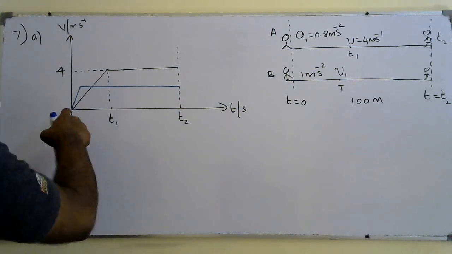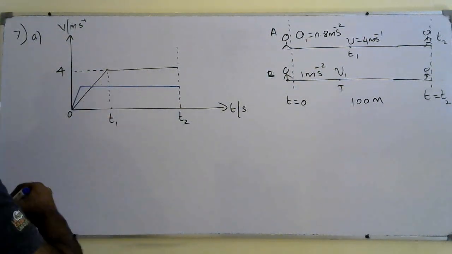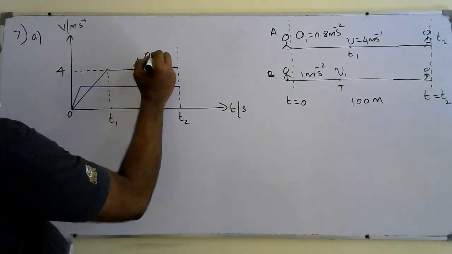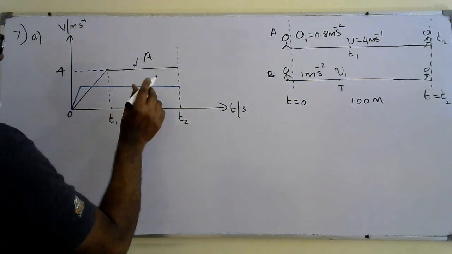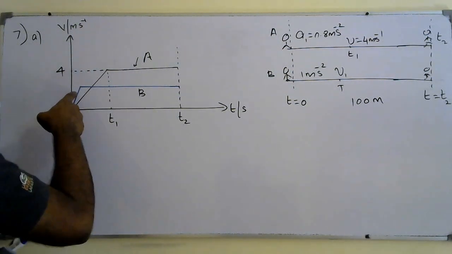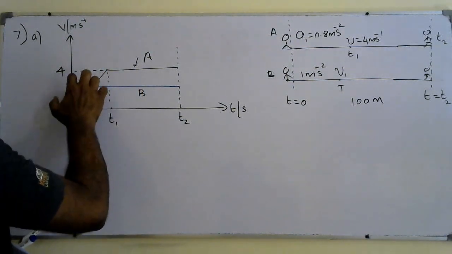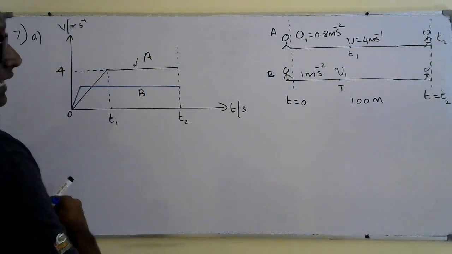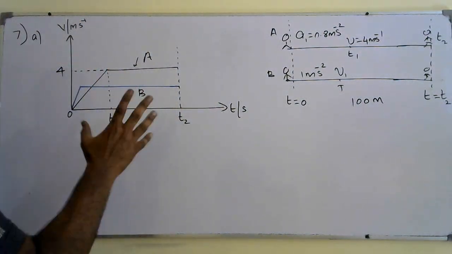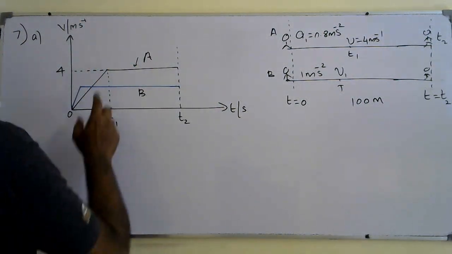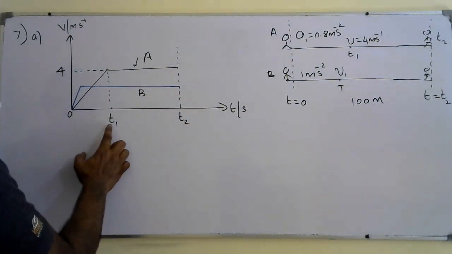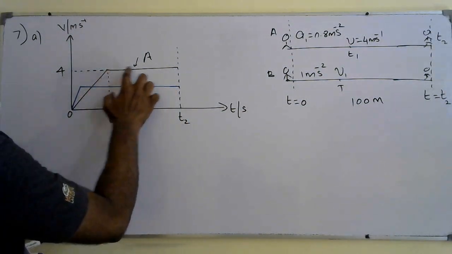Imagine the black graph, that is for Ajaz. I name it A. This is for Beth, I name it B, the blue graph. If I extend the graph beyond 4 meters per second, certainly both areas won't be the same. But here they can be the same. They must be the same, and they can be the same. The reason: this is a common area for both, from time t1 to t2.